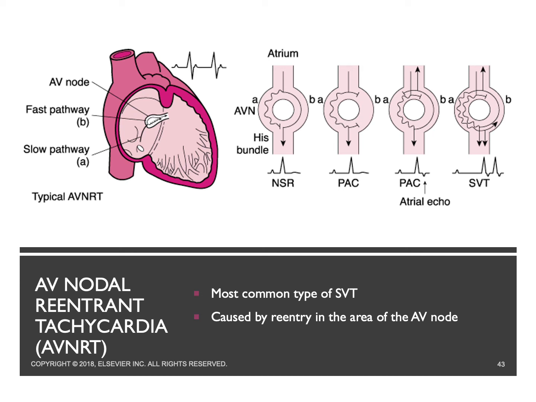AV nodal reentrant tachycardia, or AVNRT, is the most common type of SVT. Patients with AVNRT have two pathways within the AV node that conduct impulses at different speeds and recover at different rates. Under the right conditions, these fast and slow pathways can form an electrical circuit or loop, much like the big loop we saw in that picture. As one side of the loop is recovering, the other is firing.